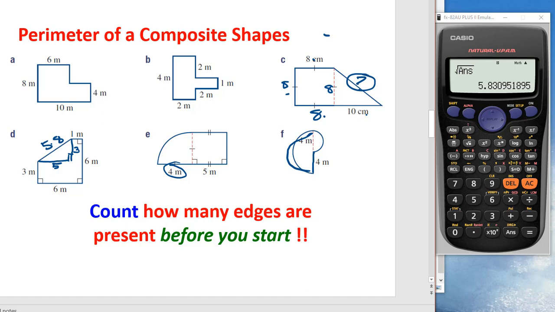This would be 4. This distance here, now because this is 4, the radius of this circle would be 2. It's a half circle. So again, you could go a half times 2 times pi times that radius, which would be 2. But count how many edges there are before you start, because that's how many things you're going to need to add together.